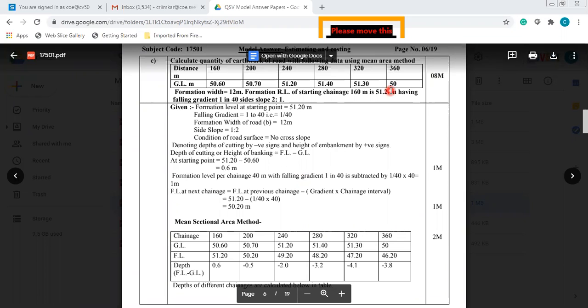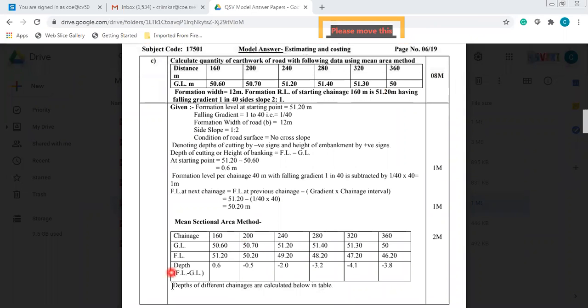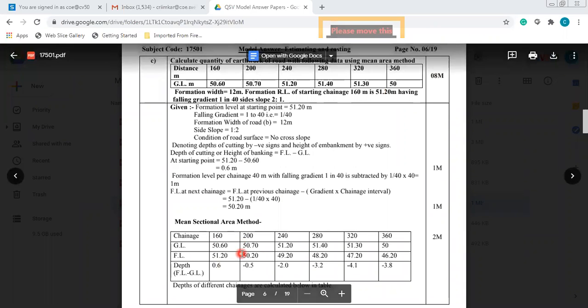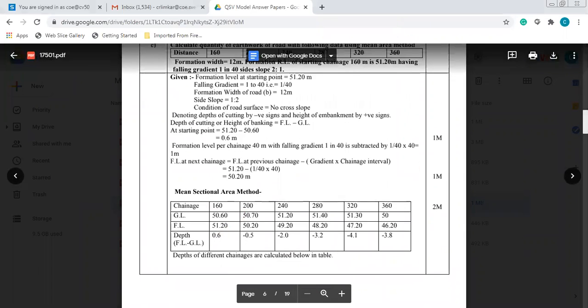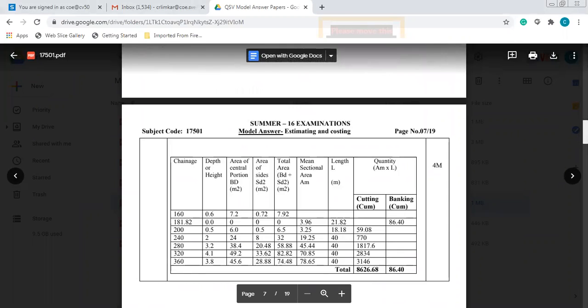Using interpolation or using similar triangle methods, you can calculate that point of 0 depth. After getting the FLs at the different points and then the depth, we are going to prepare our table. We call it the table for the mid-sectional area method.